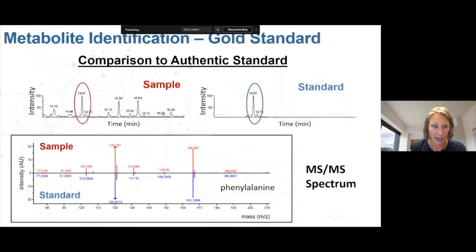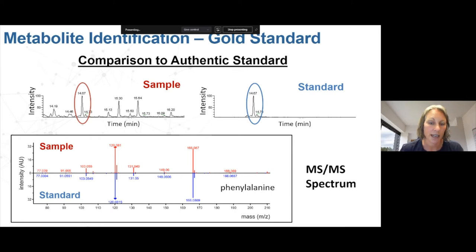Okay, so metabolite annotation, again, is one of the biggest challenges that's remaining for us in metabolomics. The most confident way that we can assign a biological identity to our data is to compare our experimental data to data for an authentic standard collected on our analytical platform. In this case, we think we might have identified phenylalanine. How do we confirm that we actually have phenylalanine?